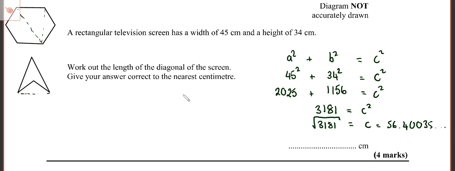56.4005 and so on, but I want it correct to the nearest centimetre. So all of these numbers are to the nearest centimetre. So I've got to finish it off by writing my answer is 56 centimetres. Okay. Right.